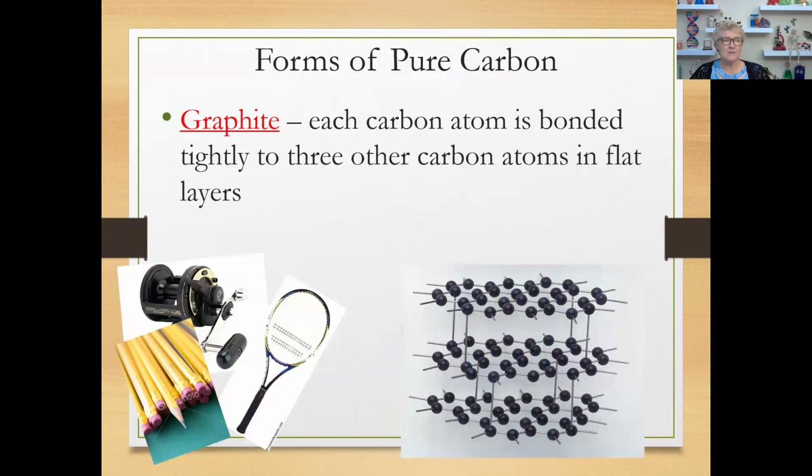All right, the next one is graphite. In graphite, every carbon atom is bonded tightly to 3 other carbon atoms, not 4 like in diamond, 3. Graphite makes the lead that you have in your pencil. It also is used for lubricants in machines and things like tennis rackets and badminton rackets.